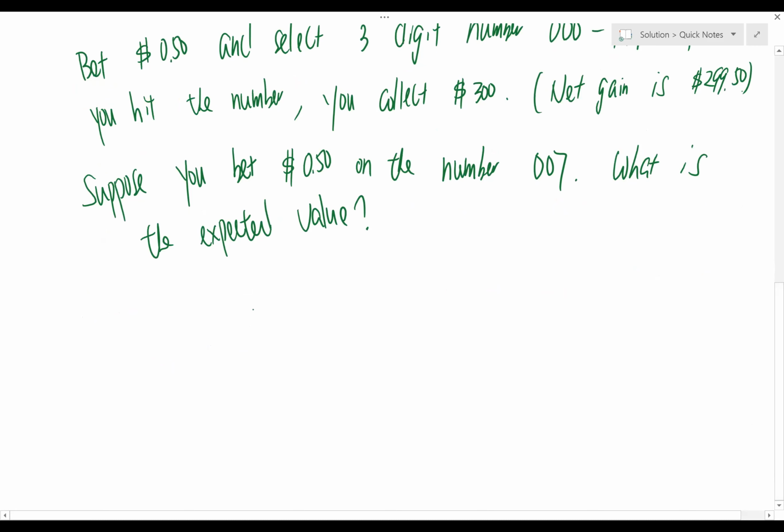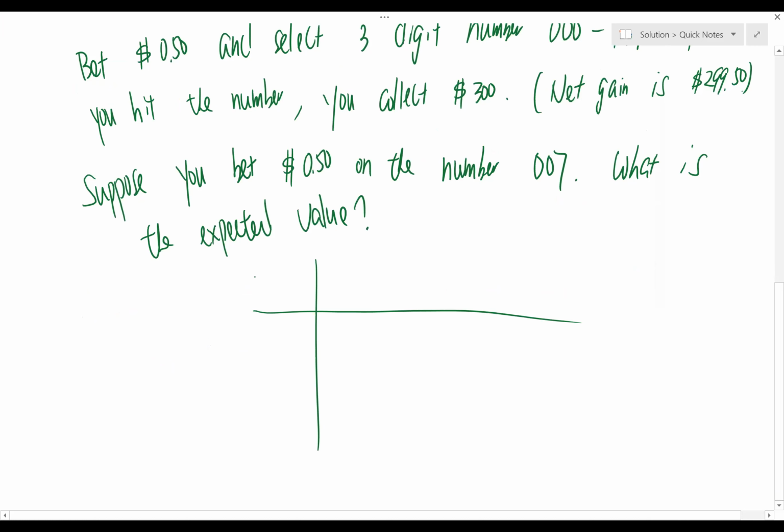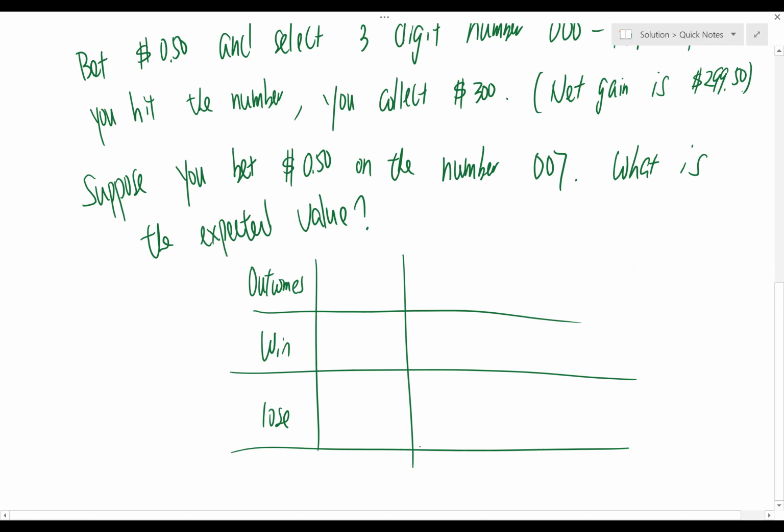So now let's take a look at this. Usually for expected value problems, you can solve them using a table. Basically we have two outcomes. You look at the outcomes here: only two, either you win or you lose. And then when you win, let's look at the monetary reward.